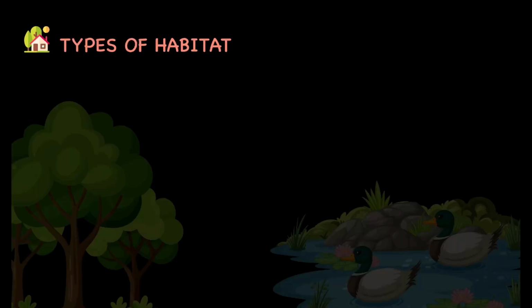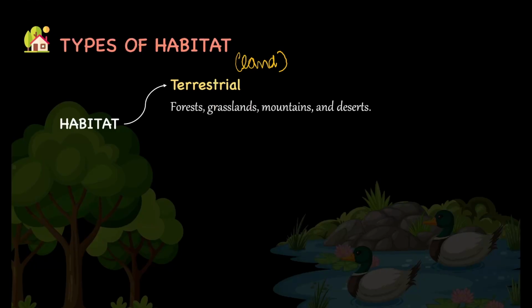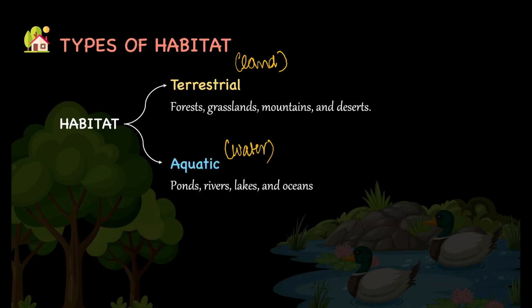But if you start looking around, there are habitats everywhere: on the ground, on the trees, in the water, and even inside our homes. But to make it easier to study, scientists have broadly classified them into two main types, where we have terrestrial habitats, which are those habitats present on land. So, grasslands, forests, mountains, deserts are all examples of habitats found on land. Similarly, we have aquatic habitats, which include all the habitats which are found in water. So, this includes ponds, rivers, lakes, oceans.